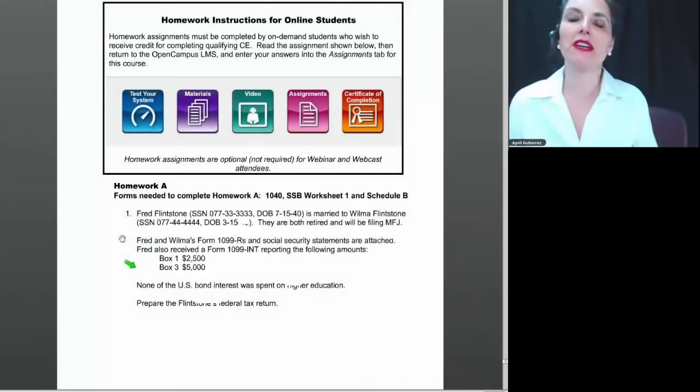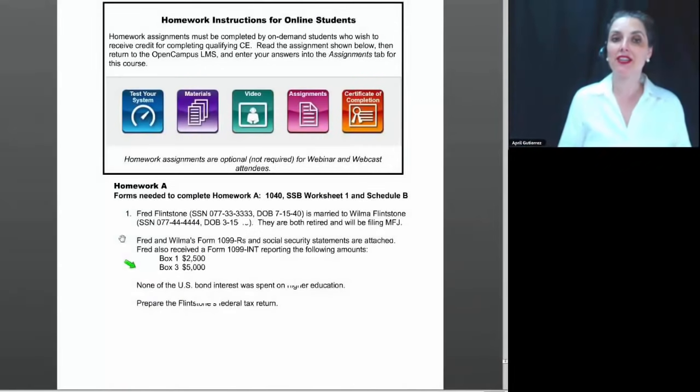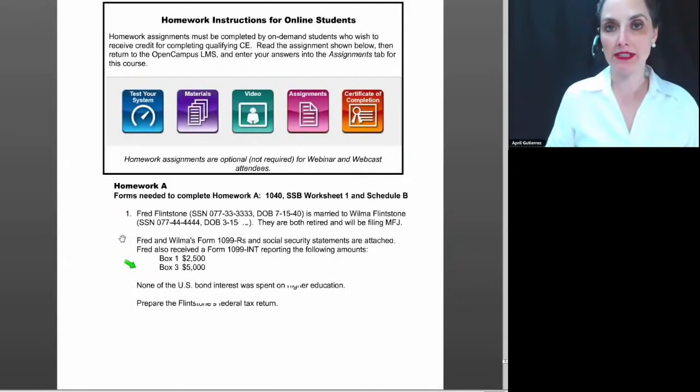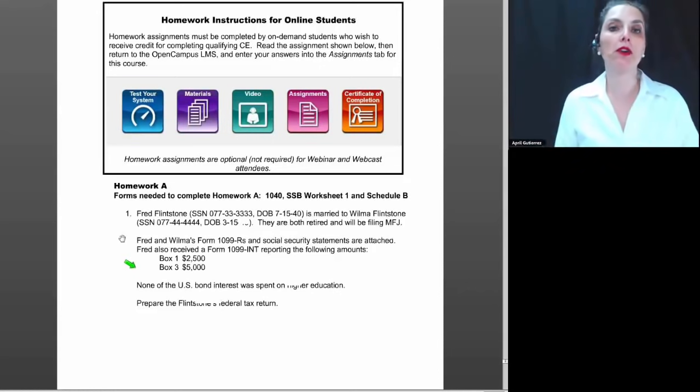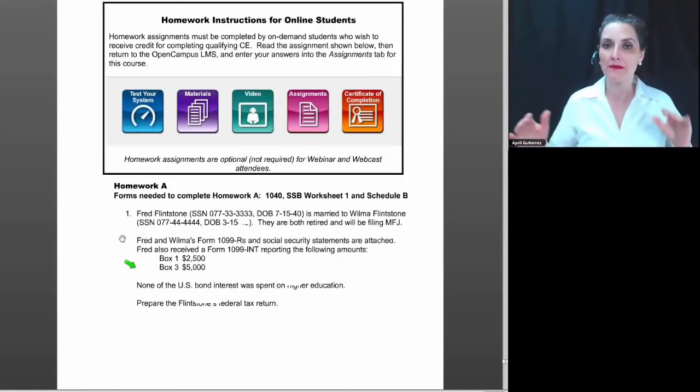We have a little bit of time left at the end of today's class to take a look at the 2 homework assignments that we've created. They're relatively simple assignments, but they're just one more opportunity for us to take the rules relating to pension and Social Security income and report those on the tax return.